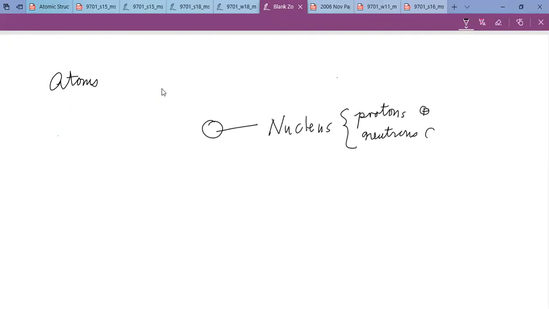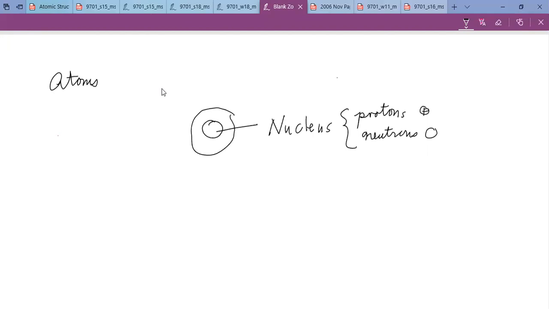Just draw a circle with no charge here. This is where you find the nucleus, in the center here. They are held together by some force called the binding energy. Don't worry about that. And of course there are electrons.